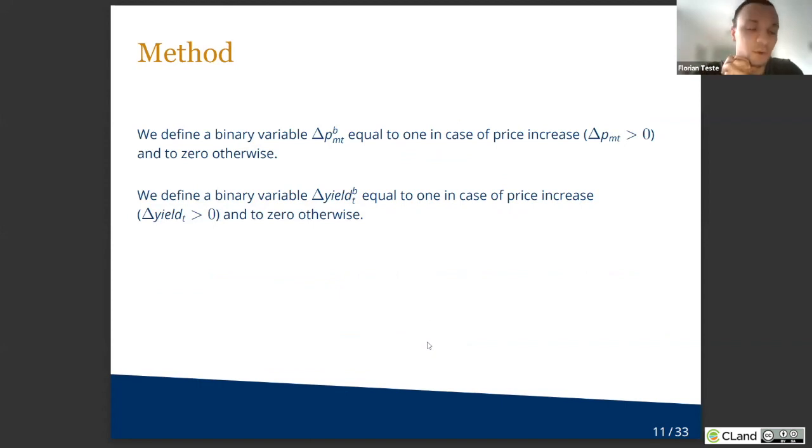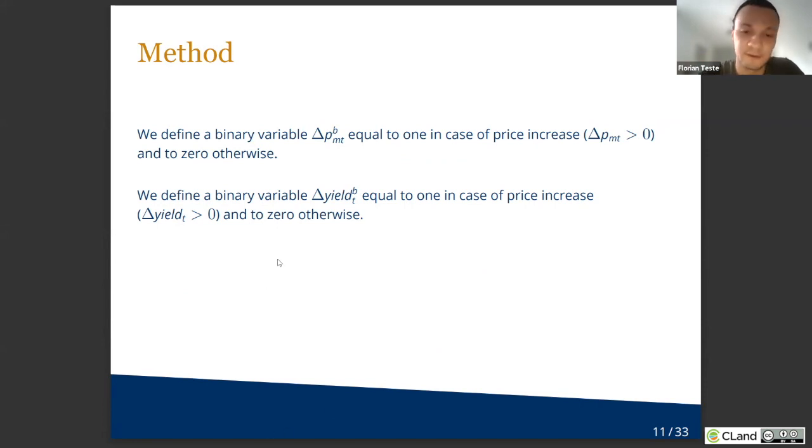Then in the second step, we define some binary variable. We call it delta PB of MT. It takes the value 1 when there is a price increase. So there is a price increase when delta P of MT is greater than 0. And it takes the value 0 when there is a price decrease, and there is a price decrease when delta P of MT is lower than 0.